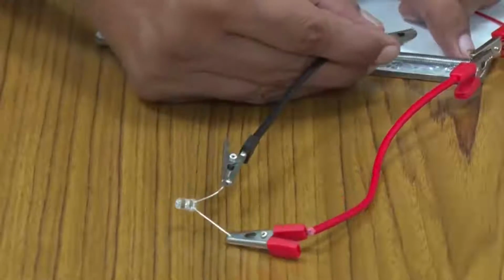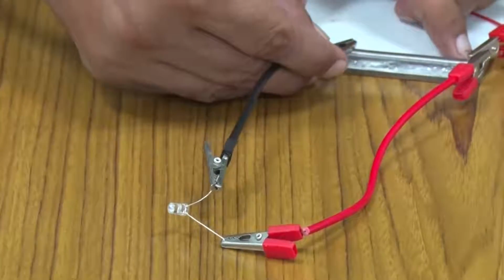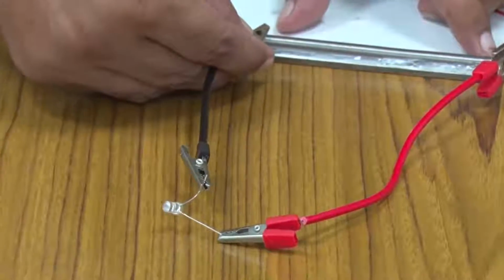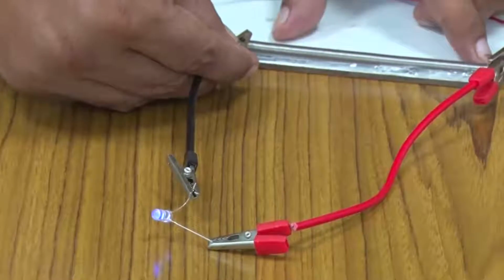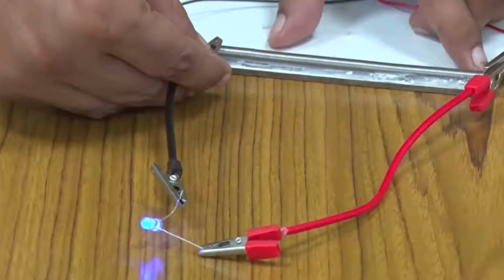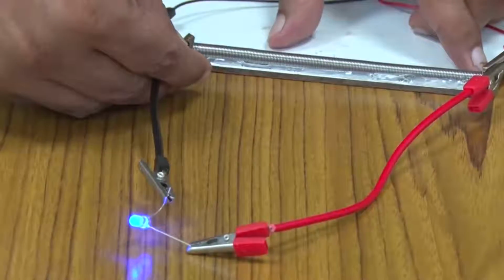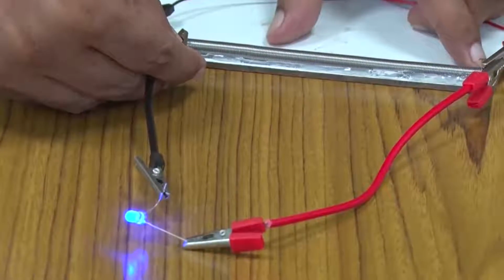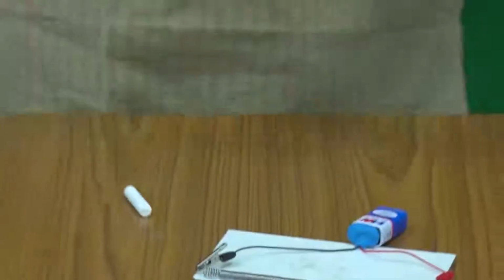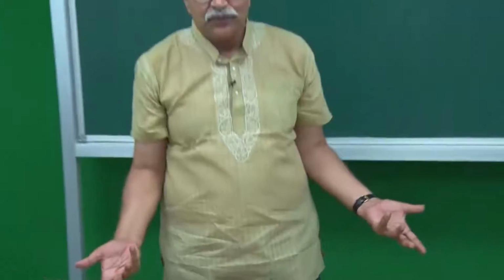All right. So, to glow this blue LED, I have to use a much larger length of this heater coil. See, now it has started glowing a little bit, and here it is. And if I do it reverse, it will not glow, it is a diode.